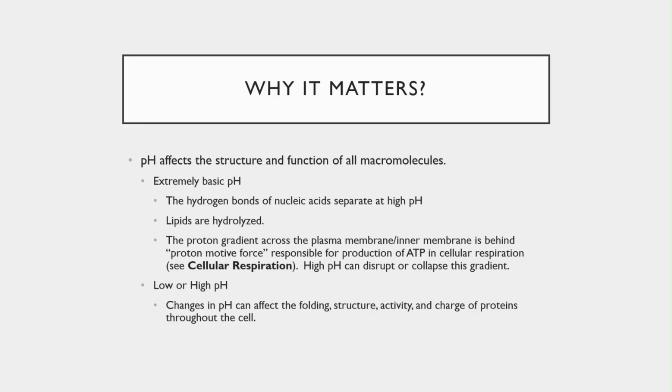And so when the membrane is disrupted, protons will freely leak through other weak points in the cell membrane, and ATP production is impeded. So proper pH is critical to maintaining cellular growth. Alternatively, if the pH is too high, nucleic acids and lipids can be degraded. Additionally, it can affect the folding, structure, activity, and charge of proteins. Proteins are the tools used by cells, and damaging them can profoundly affect the cell's ability to survive.